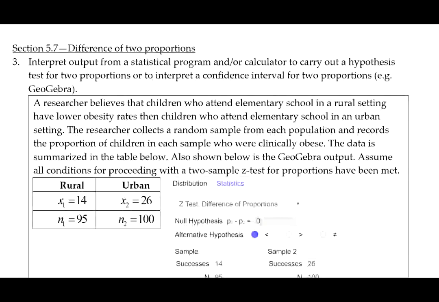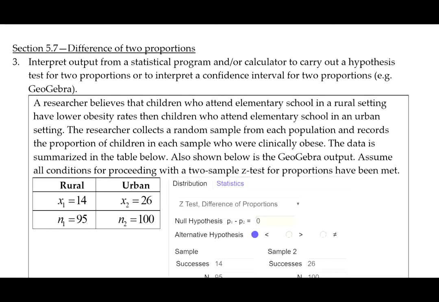A researcher believes that children who attend elementary school in a rural setting have lower obesity rates than children who attend elementary school in an urban setting. The researcher collects a random sample from each population and records the proportion of children in each sample who are clinically obese. The data is summarized in the table below. Also shown below is the GeoGebra output. Assume all conditions for proceeding with a two-sample z-test for proportions have been met.